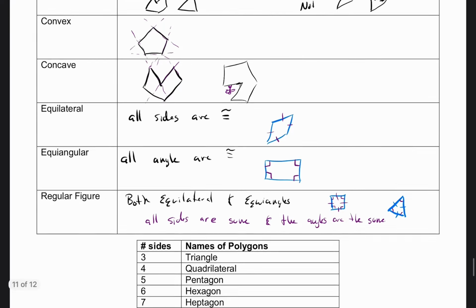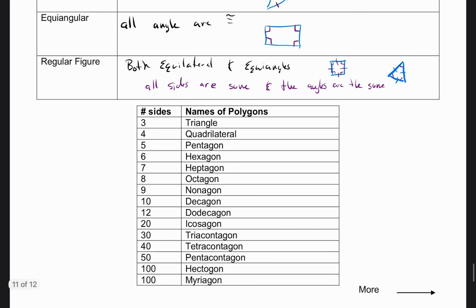Okay? So we have some names of polygons. So a 3-sided polygon is a triangle, a 4-sided is a quadrilateral, a 5-sided is a pentagon, a 6-sided is a hexagon, a 7-sided is a heptagon, can also be called a septagon, depending on when and where you learned your terms. 8 is octagon, 9 is nonagon, 10 is decagon, 12 is dodecagon, 20 is icosahedron.